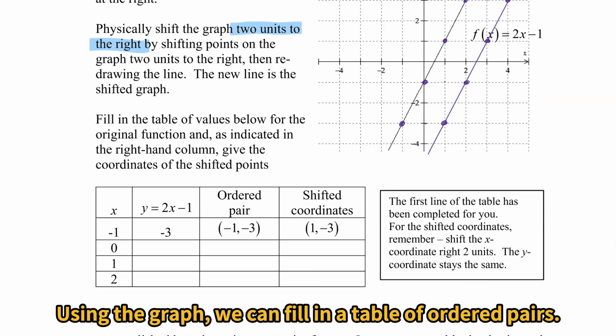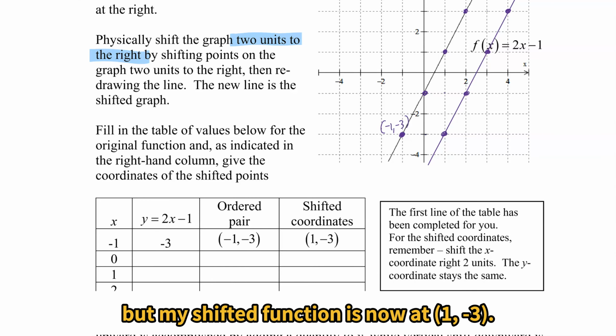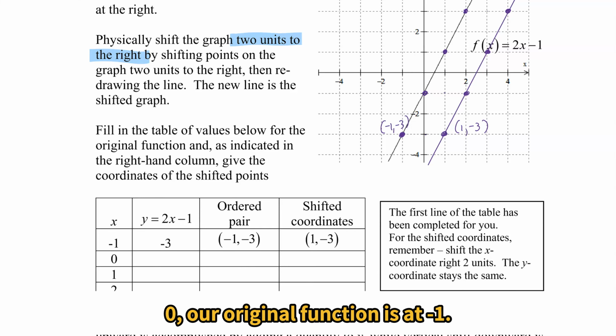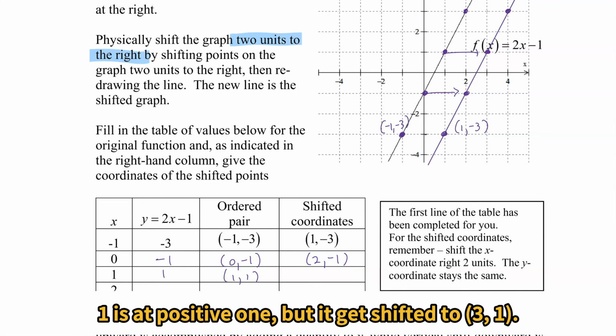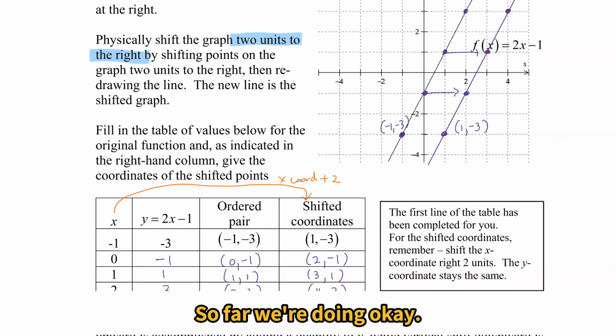Using the graph, we can fill in a table of ordered pairs. So I have negative 1, negative 3 on my original function, but my shifted function is now at 1, negative 3. And that's represented in that first row. So now we're going to fill out the rest of the table. 0, our original function is at negative 1, but that point gets shifted to 2, negative 1. 1, it's at positive 1, but it gets shifted to 3, 1, so we're adding 2 to that x-coordinate. And then 2, 3 gets shifted to 4, 3.